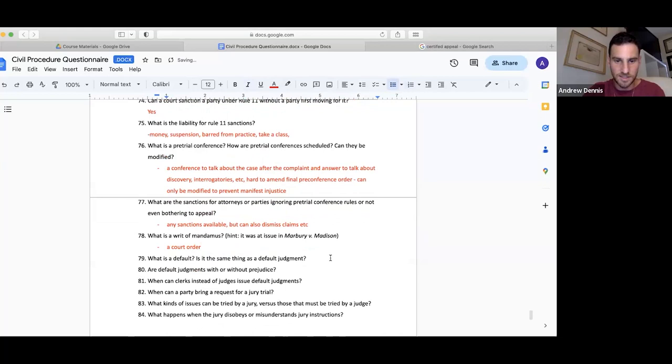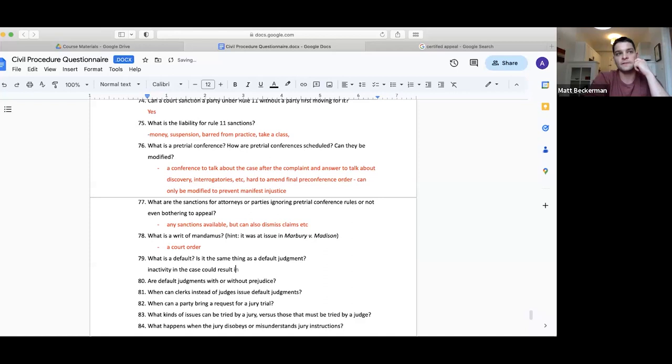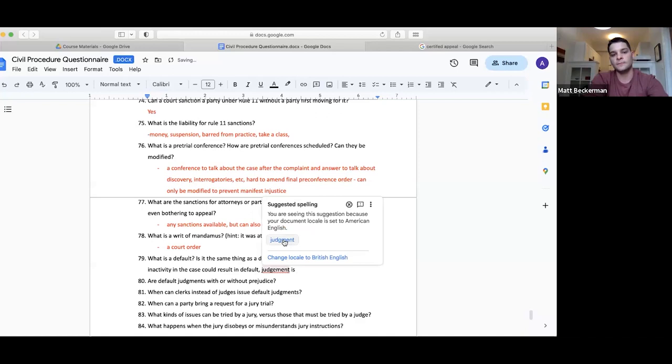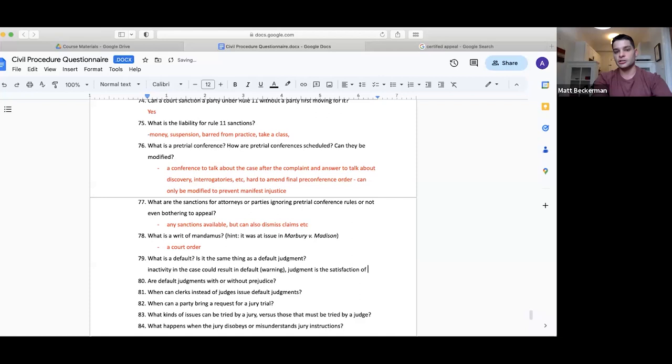What is a default? Is it the same thing as a default judgment? So it's inactivity in the case? Yeah. That's something that could result in a default, right? If you're not filing an answer, if you're just not. And what's the difference between a default and a default judgment? A default is like the warning. Default judgment is like, you have this default, and if you don't do anything soon, we're going to default judge in favor of the other party.